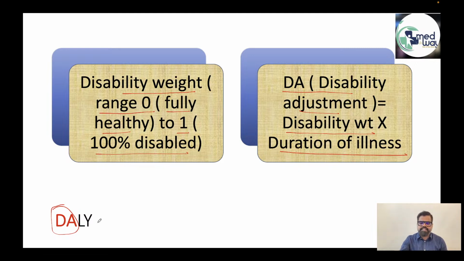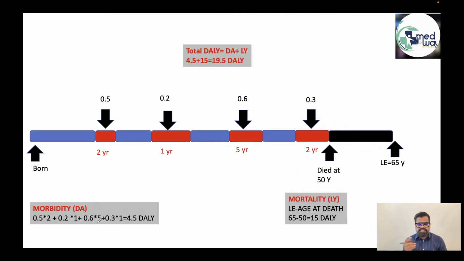Let me explain this by an example, and try to understand this. If you understand this, everything will be easy for DALY. Now, take a person who is born here. The blue bars show that this person was in good health. He was not suffering from any disease. The red bars are when the person was suffering from a certain disease. He was morbid, he was disabled, and he got treated. Then again the person is normal here. He got sick here, again he is normal, again he got sick, again normal. This happens in our life. We become sick, we get treated, and it goes on.